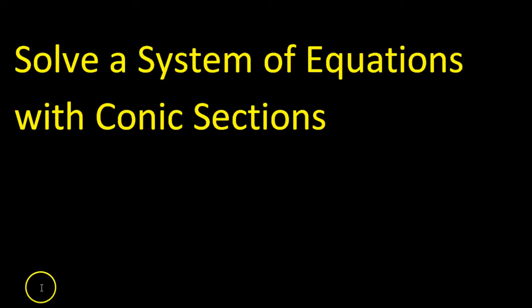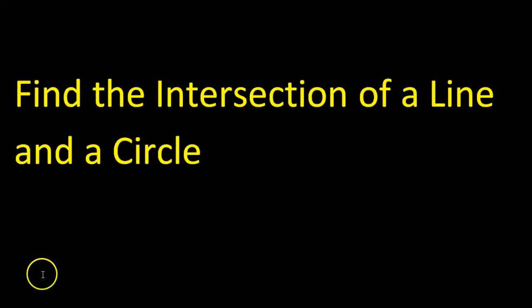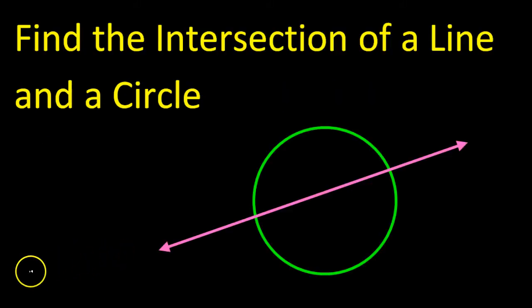In this video, we are going to learn how to solve a system of equations involving conic sections. When I say conic sections, we're talking about circles, parabolas, hyperbolas, ellipses. But in this particular video, we are going to be finding the intersection of a line and a circle. So you're going to be given the equation of a circle and the equation of a line.